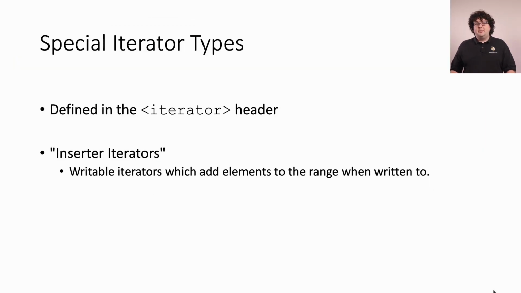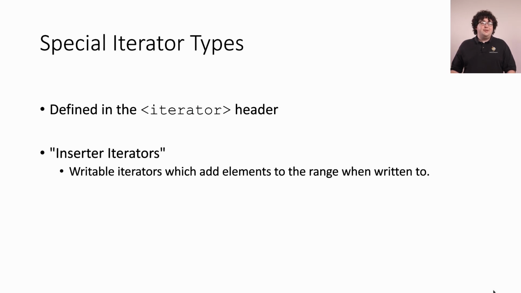Iterators don't have to be simple handles to existing spots in containers. The standard library provides a diverse set of iterator types that do more interesting things, and you can always provide your own. Most of these types are defined in the iterator header. One such iterator type that pops up a lot are inserters. These are special iterator types which insert new elements into a container.